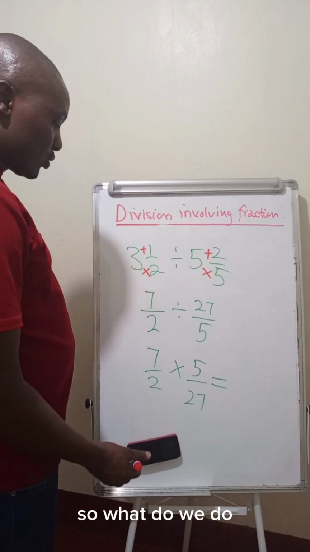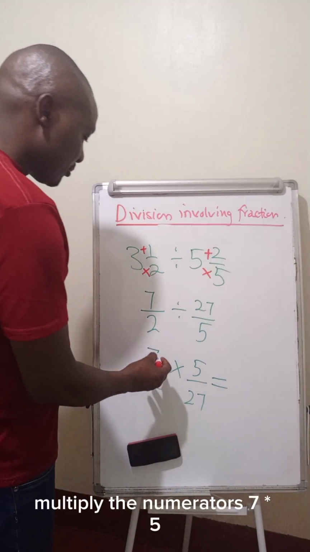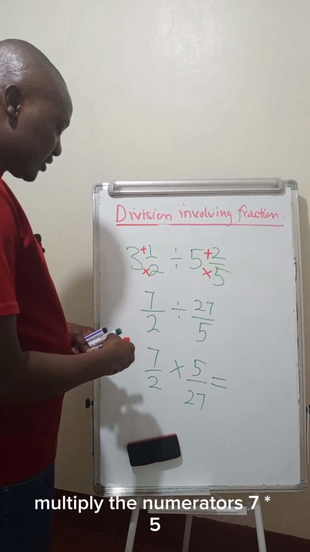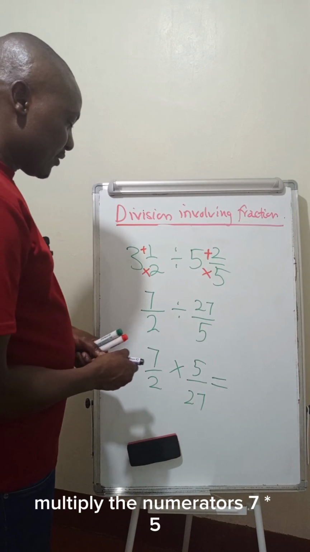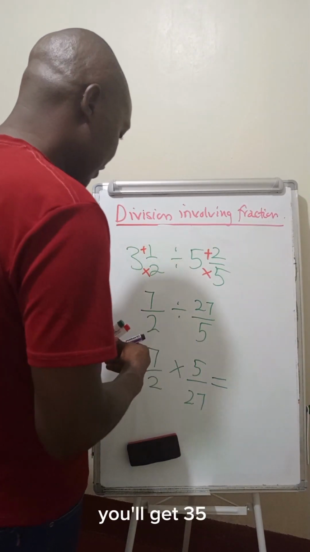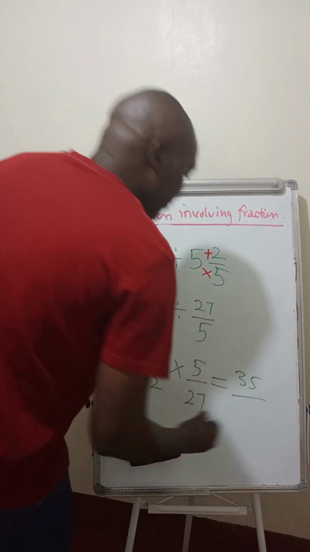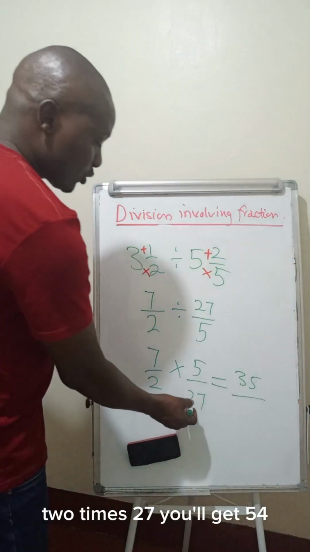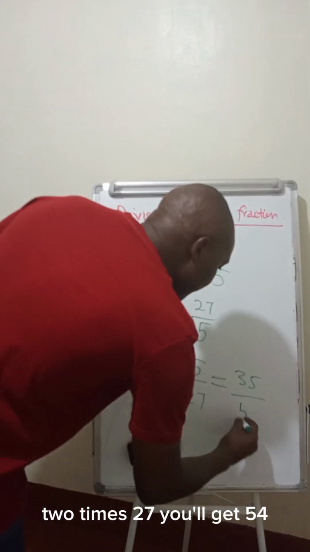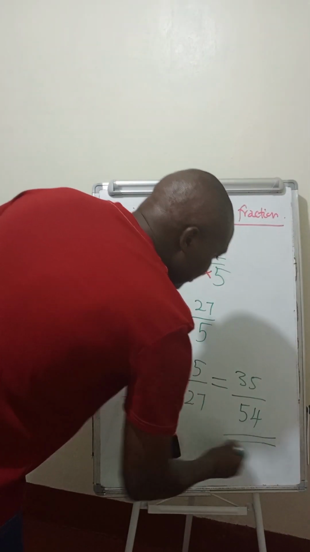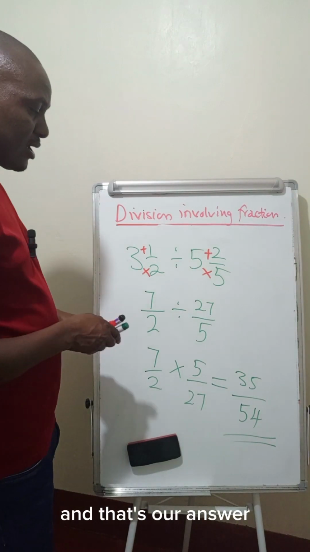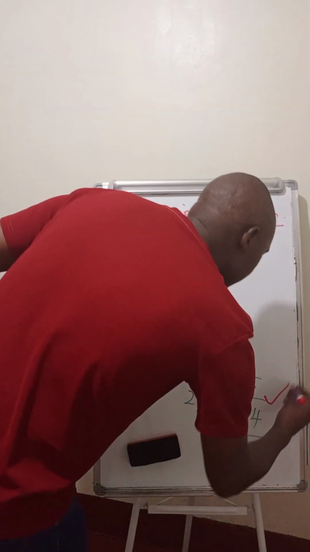Now you can see, is there a number that can simplify the numerator and denominator? No. So what do we do? Multiply the numerators. 7 times 5, you'll get 35. 2 times 27, you'll get 54. And that's our answer. Good.